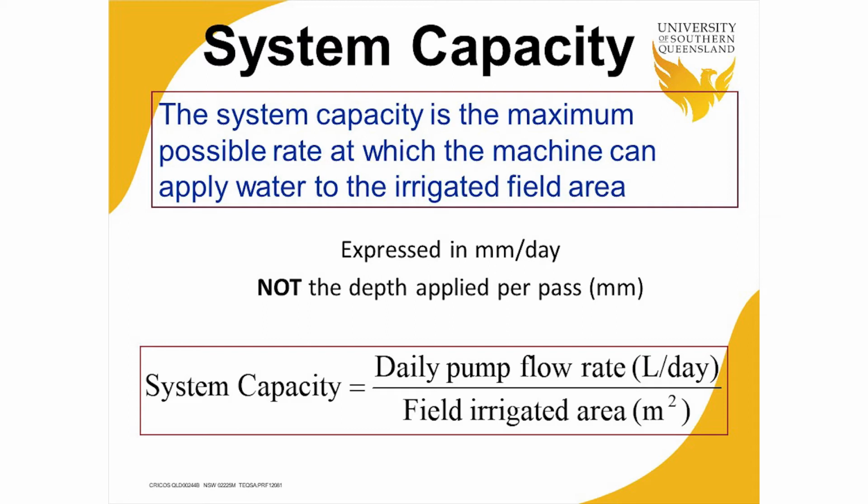So the system capacity is just simply the flow rate over the area, and you can translate that into millimetres per day. And it's essentially a number that you use to compare against your peak crop evapotranspiration, or the water use and the evaporation from the soil and the crop.